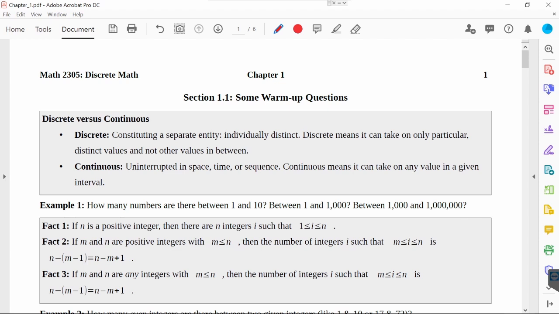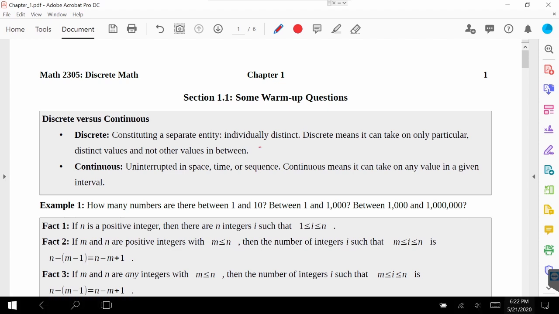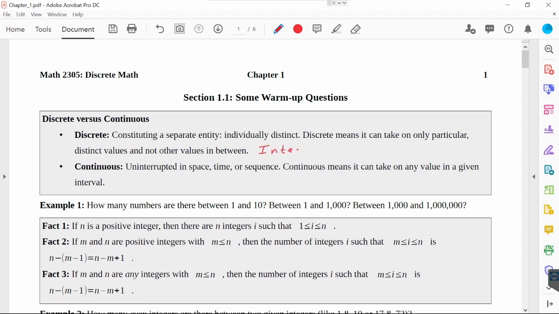So a specific example of discrete would be our integers. Integers, by that I mean numbers like -2, -1, 0, 1, 2, and so forth. These are individually distinct numbers without any in-betweens. For instance, there's no numbers between 1 and 2 within the integers. It's just 1 and 2 individually. And so that is what something which is discrete looks like.